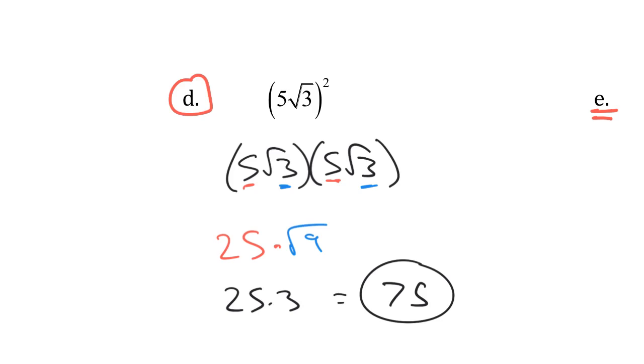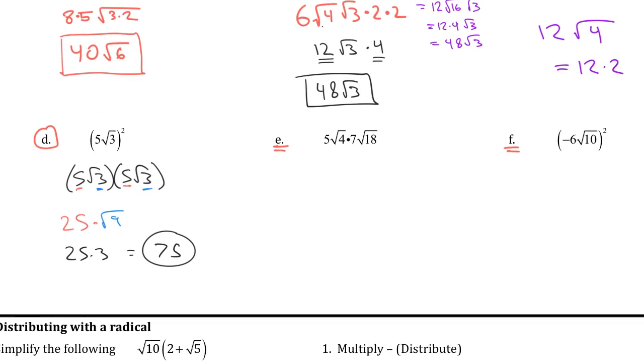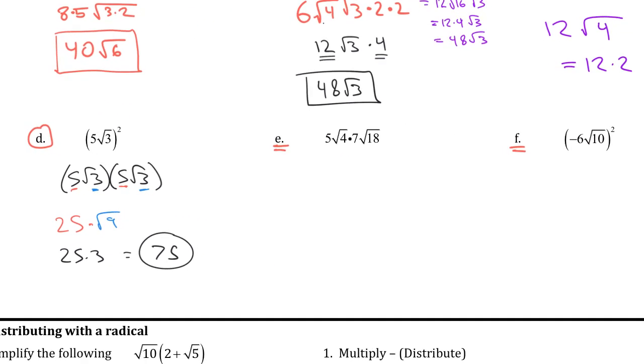So what I want you to do now is pause the video and try E and F on your own. With E, simplify first. With F, make sure you write it out as negative 6 root 10 times negative 6 root 10. So pause the video and compare your answers with me.